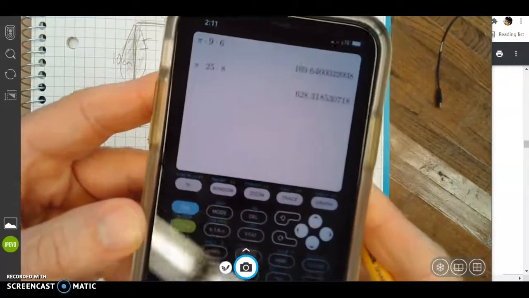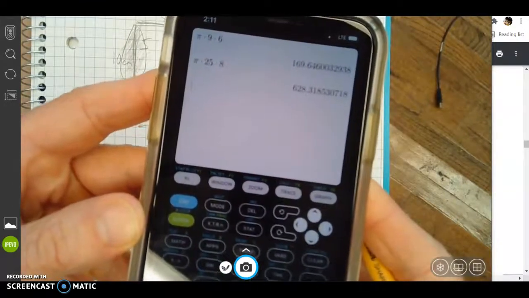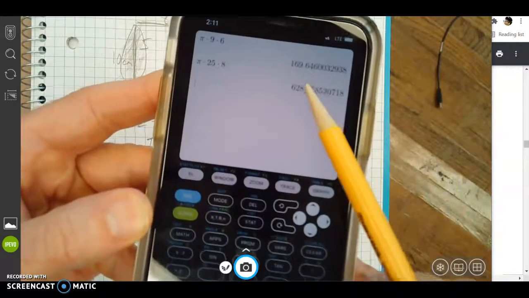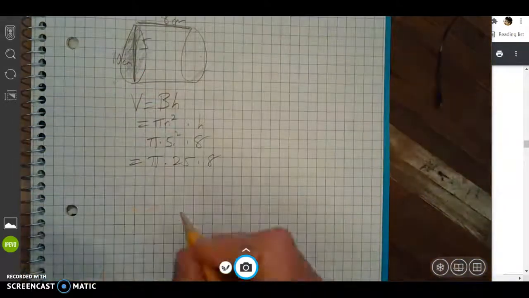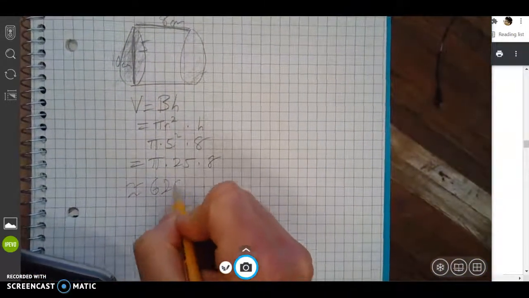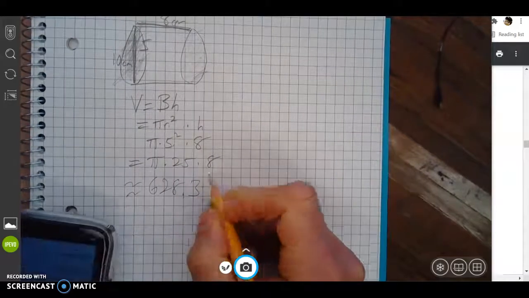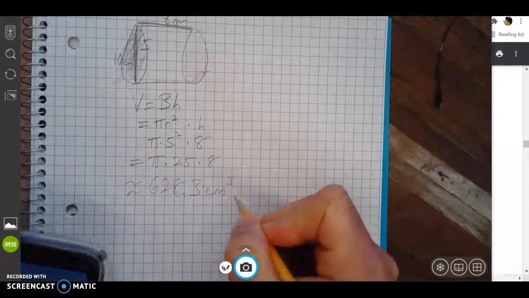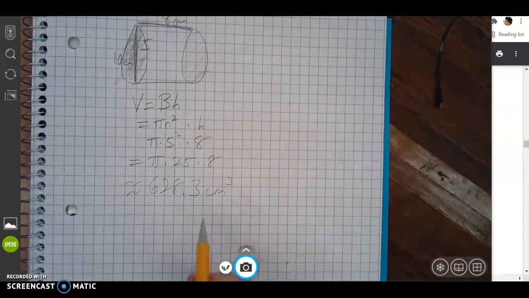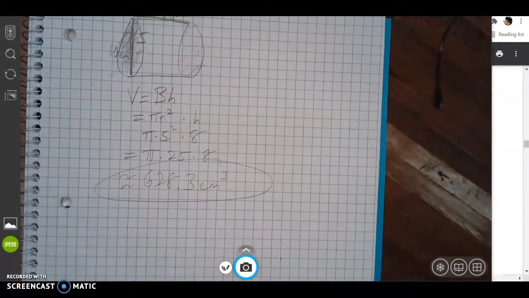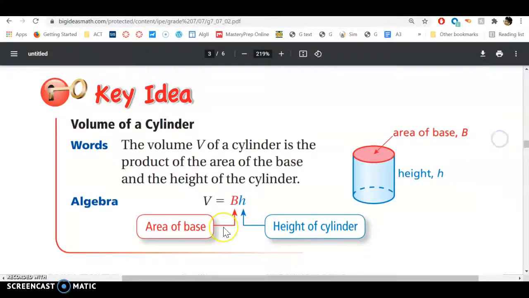628.3, because I see a 1 right there, right? So it's about 628.3 cubic centimeters. Centimeters cubed. There you go. Got it. All right, looking good. So there we go.